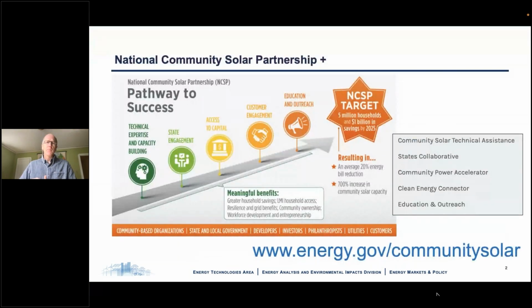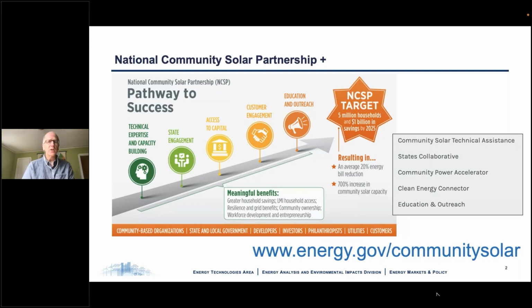Matt talked quite a bit about the NCSP Plus. You can get more information at energy.gov/community solar. NCSP has many moving targets, including technical assistance, which Berkeley Lab and NREL, the National Renewable Energy Lab, provide.